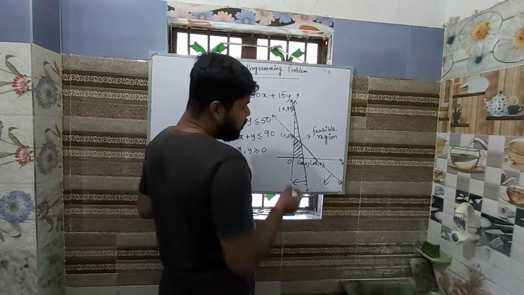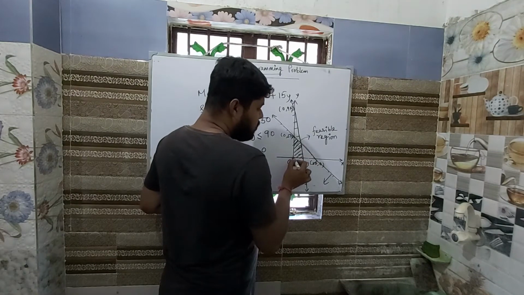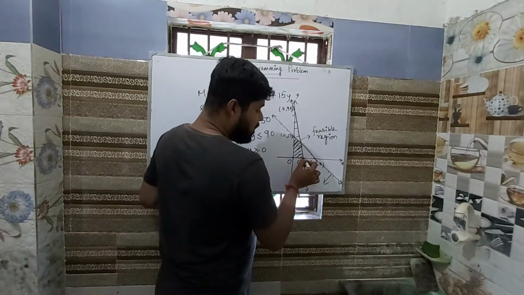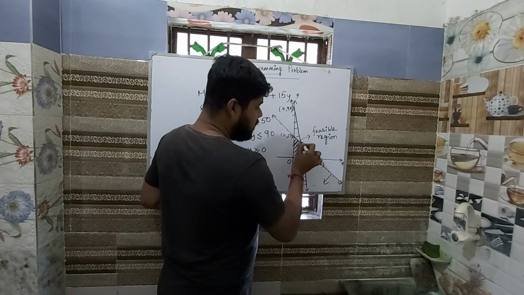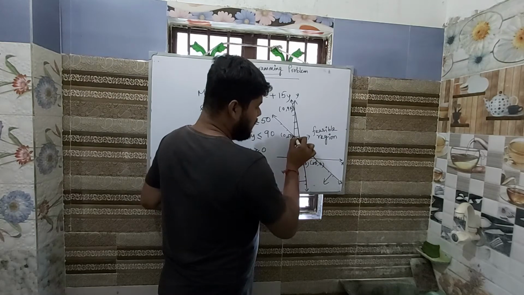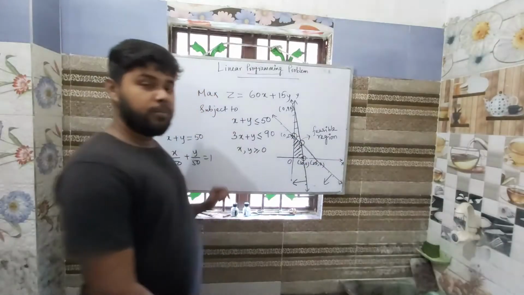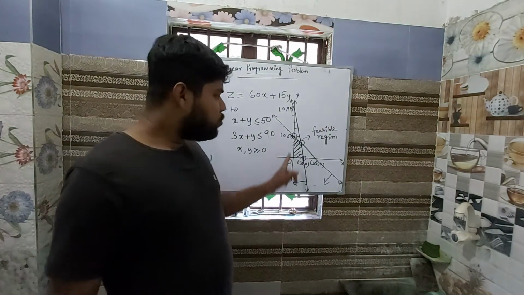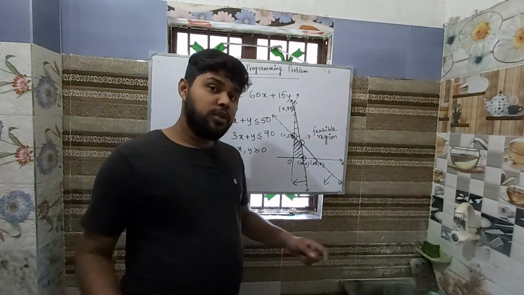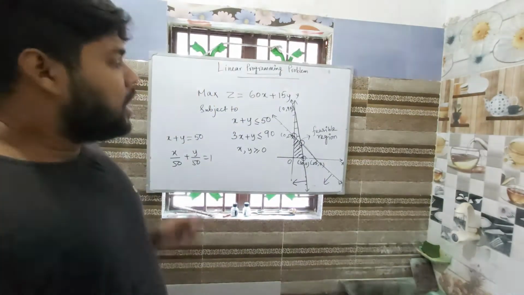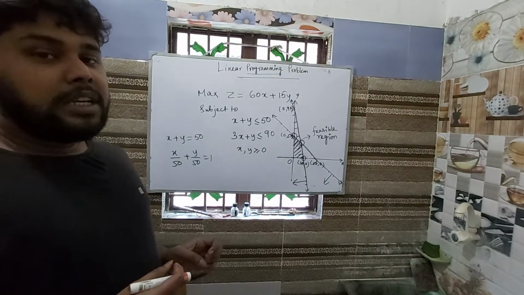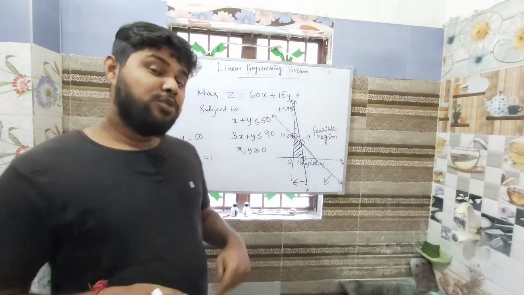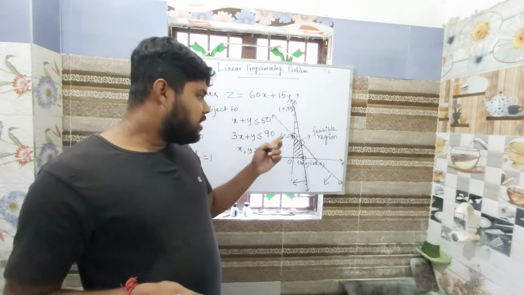So what are the corner points? This is one corner point, this one is another corner point, this is one corner point, and this is the fourth corner point. So there are 4 corner points. Of which 3 of them we already know. The fourth one we don't know. How to find that fourth one? There are 2 ways. Obviously, if you have drawn the graph correctly, you can directly find it from the graph.